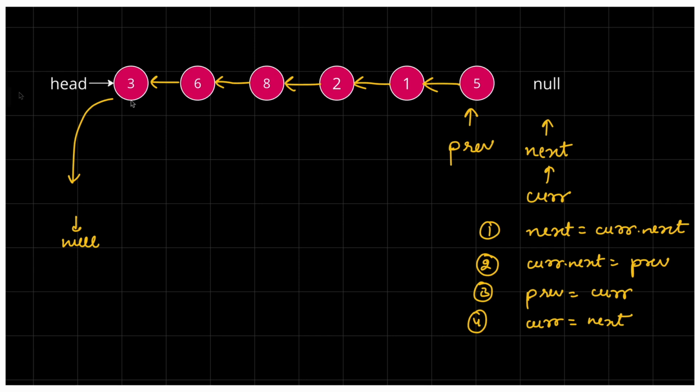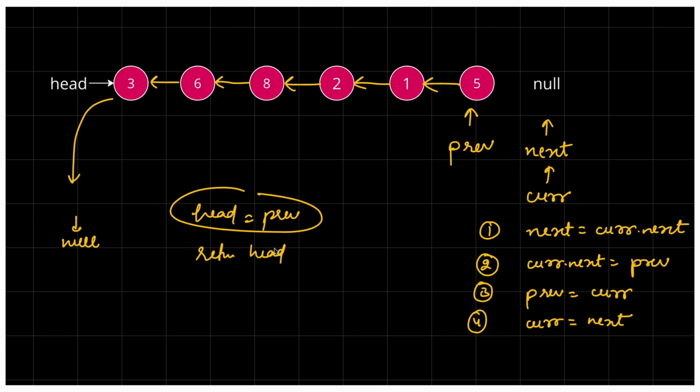And finally, either you can return this previous, because previous is now the head pointer. So eventually 5 dot next is 1, 1 dot next is 2, 2 dot next is 8, 8 dot next is 6, and similarly like that, right? Either you can return this previous, or at last you can update your head. So now head will start pointing to previous, and then you can return the new head. So either you do this first and then return head, or you can directly return previous. Both will work fine, right?